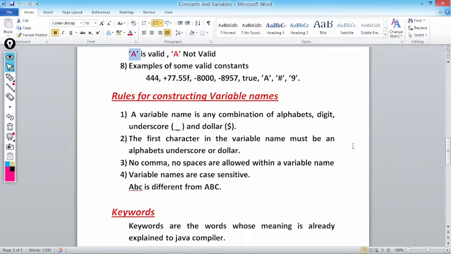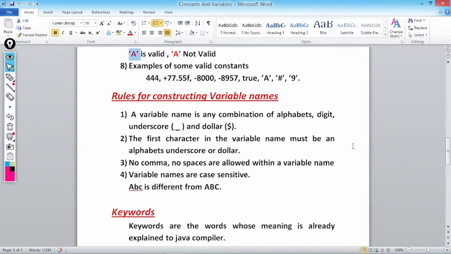No commas, no spaces within a variable name are allowed, and variable names are case sensitive. What does it mean? It will sense the case, it will differentiate between lower case and upper case. Not only variable names, the complete Java is a case sensitive language. So these are the 4 rules that we have to follow while defining a variable name.